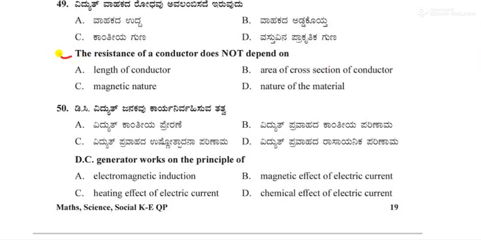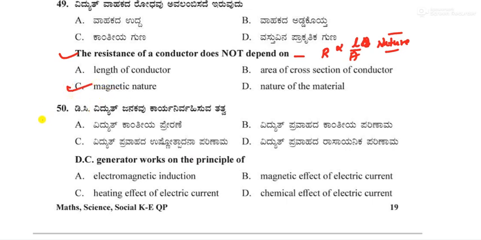The resistance of a conductor does not depend on dash. So resistance is directly proportional to length, sorry, directly proportional to length and inversely proportional to area, and also the nature. These three are the properties on which resistance will depend, but it does not depend on magnetic nature.